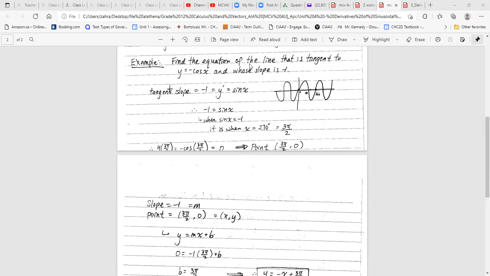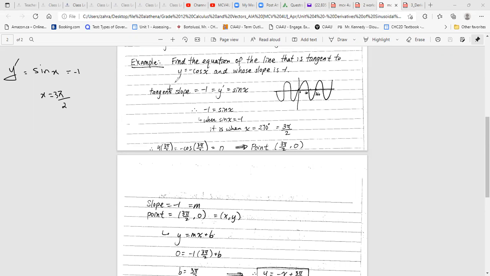Now the question said, find the equation of the line that is tangent to this and whose slope is negative 1. So first we take a derivative of that. So derivative of the cosine is negative sine. And I have a negative here, so it's going to be sine, right? So this is y prime, and y prime means slope. I want the slope to be negative 1. I know at what point it is negative 1: when x is 3 pi over 2, the sine is negative 1.